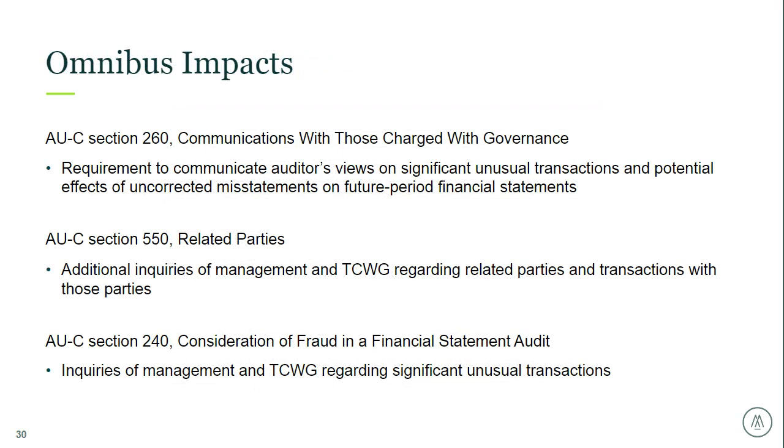A few highlights in AU-C Section 260 is that there is a requirement for auditor communications to those charged with governance to communicate the auditor's views on significant unusual transactions and the potential effects of uncorrected misstatements on future period financial statements. So, I think many non-financially literate board members have really had trouble grasping when there is a past adjustment, what that really means. And in theory, if there is a substantial past adjustment that really continues to be carried forward year after year, it could accumulate into a material misstatement in the future, and that could result in a restatement or possibly a covenant violation in the future.